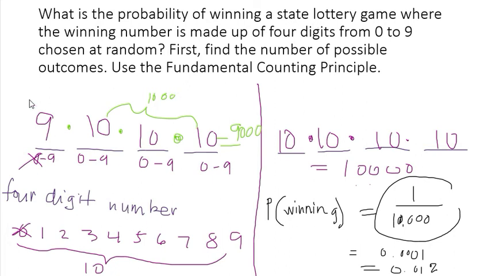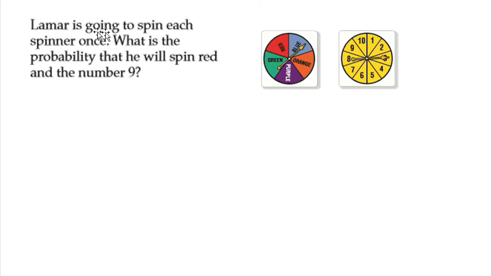Okay? So again, there are two possible things that you can take note of here. If it's a 4-digit number and the first digit cannot be a 0, this will be the possible outcomes. But here it's not stated. It's just saying 4-digit number. So this is the probability. Let's now go to the other example.